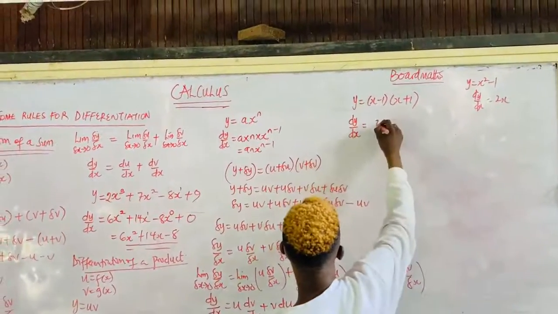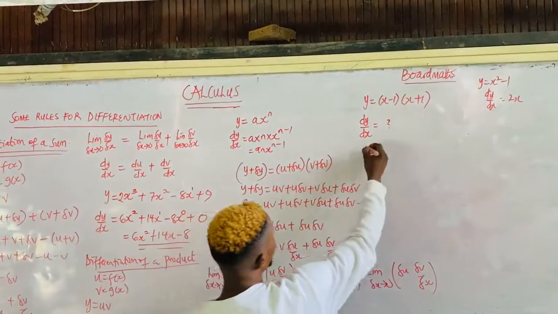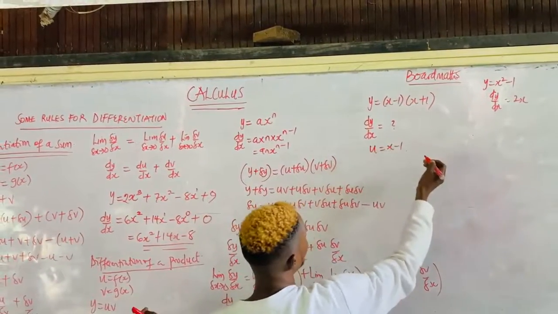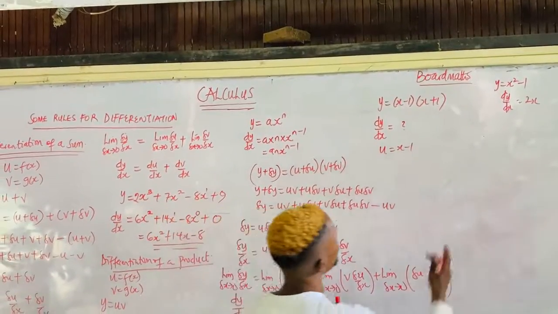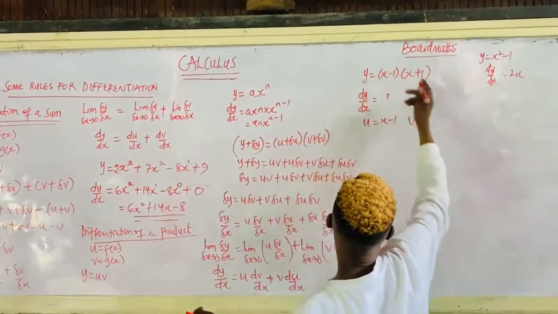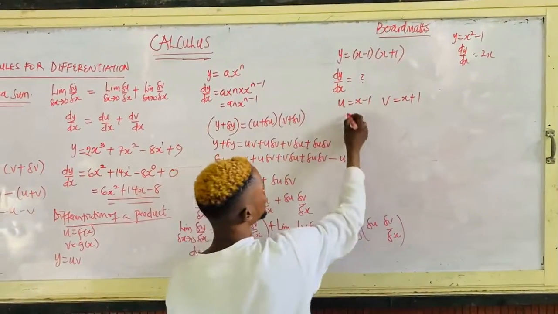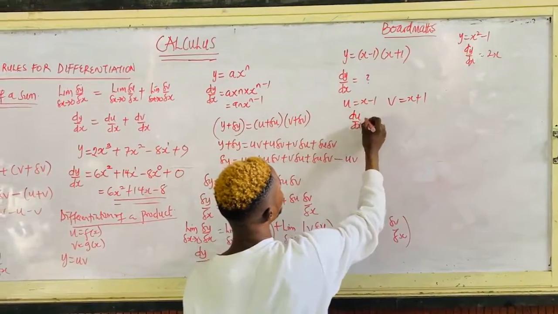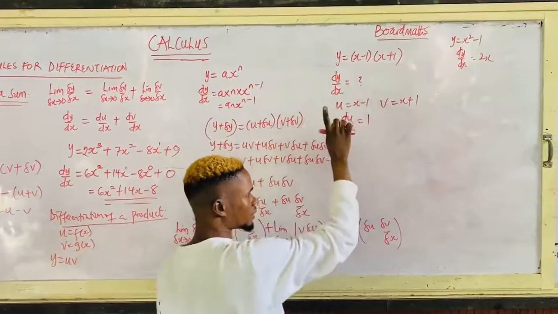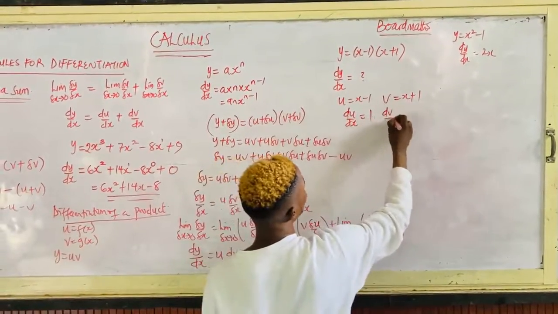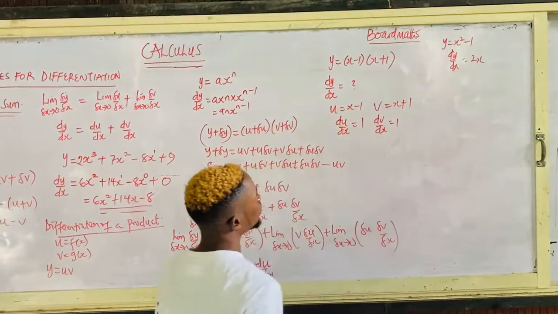What is dy/dx from the product rule? y equals uv. So take u as x minus 1. Using the product rule, you can take u as any function and v as any function. You can take v as x plus 1. So u is a function of x, I can find du/dx. Differentiating, that's 1 because it is x minus 1. dv/dx, that's 1 and the constant is 0. So, product rule.